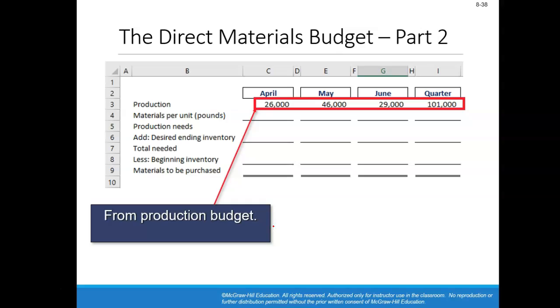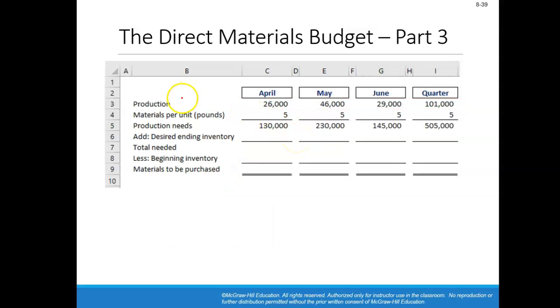Okay? So these amounts here are coming from your production budget. We expect to produce 26,000 units in April, 46,000 in May, and 29,000 in June. You need 5 pounds of material to make 1 unit. So multiply 5 pounds times the number of units to get our production needs. So in the month of April, we need 130,000 pounds of materials.